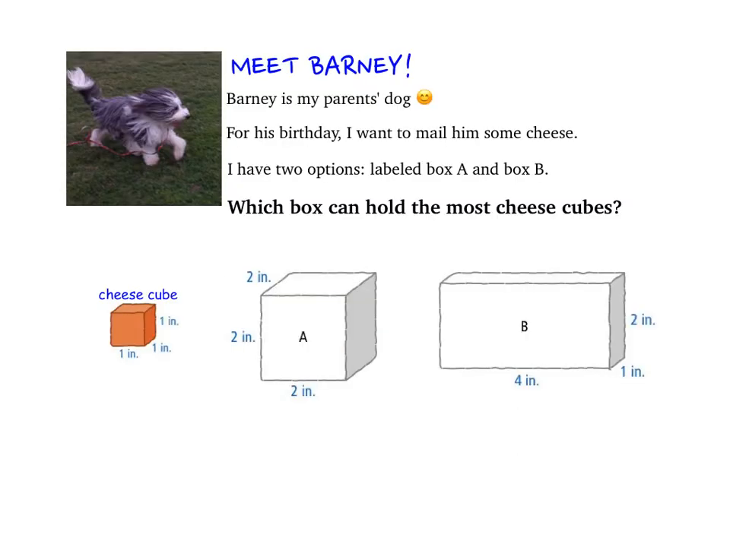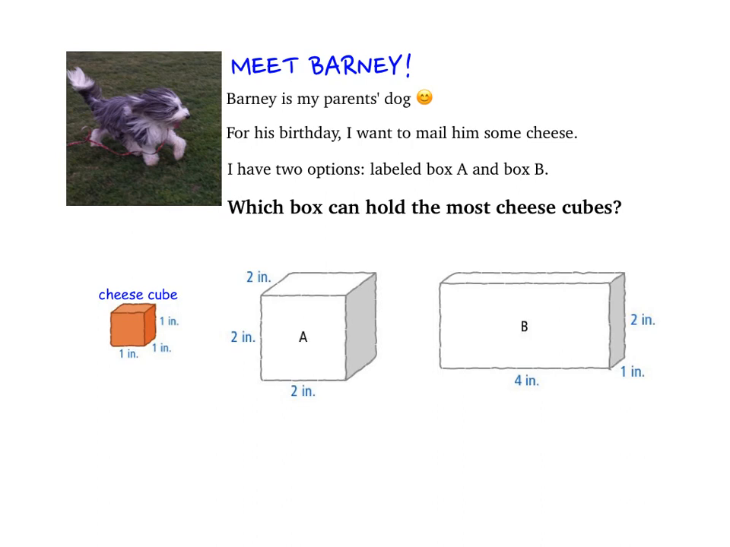Before we start on our notes, let me introduce volume by introducing my parents' dog, Barney. For his birthday, I want to mail him some cheese, and I have two options. I could either fill box A or fill box B with cheese cubes. So I want to know what box can hold the most. Well, if I look at my cheese cube, it's just 1 inch by 1 inch. So I need to figure out how many would fit in box A and box B.